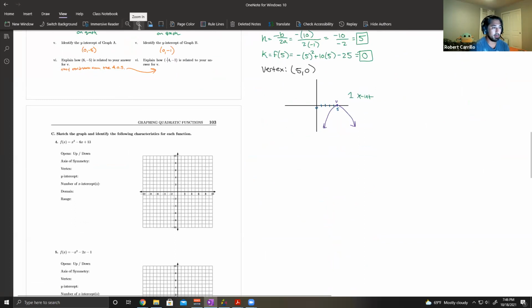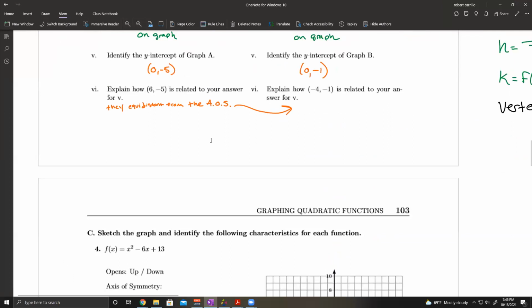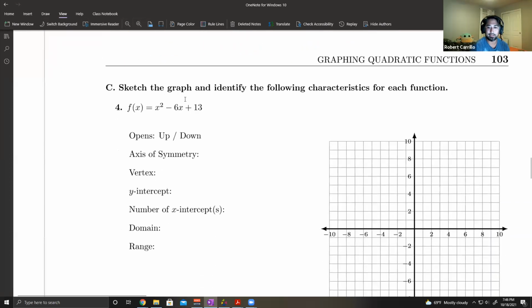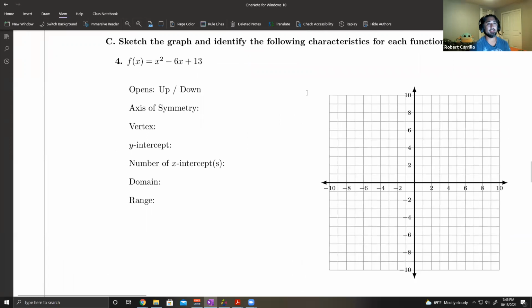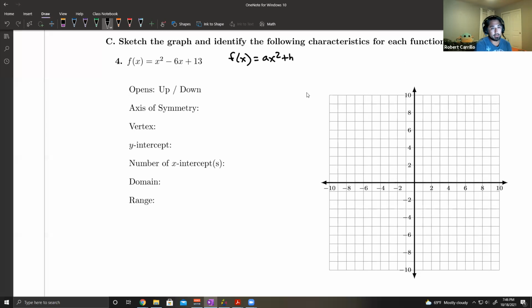Now we will practice graphing. More graphing. Yeehaw. Okay. Sketch the graph and identify the following characteristics for each function. Just to write it again, remember we are comparing these to the standard form, which is ax squared plus bx plus c. Now we want to know, do we open up or open down? To know that, we need to know the value of a. What's the value of a?